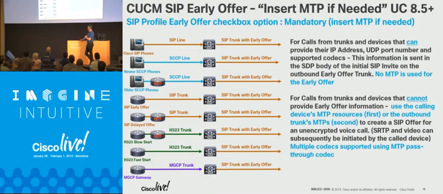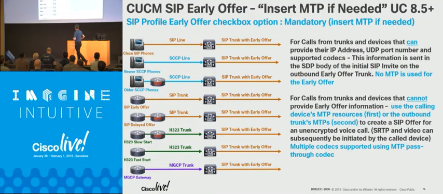And up until 10.5, your choices as to whether you would use this would really be based upon the number of newer and older skinny-based phones that you had. If you had tens of thousands of 7940s and 60s, if you switch this on and you have thousands of calls going over your trunk, you're going to need thousands of MTPs. And so in that case, I would say don't use early offer, use delayed offer instead. If you have all new skinny phones or SIP phones, then go ahead and use it because you're not using any MTPs. There's nothing getting in the way here.